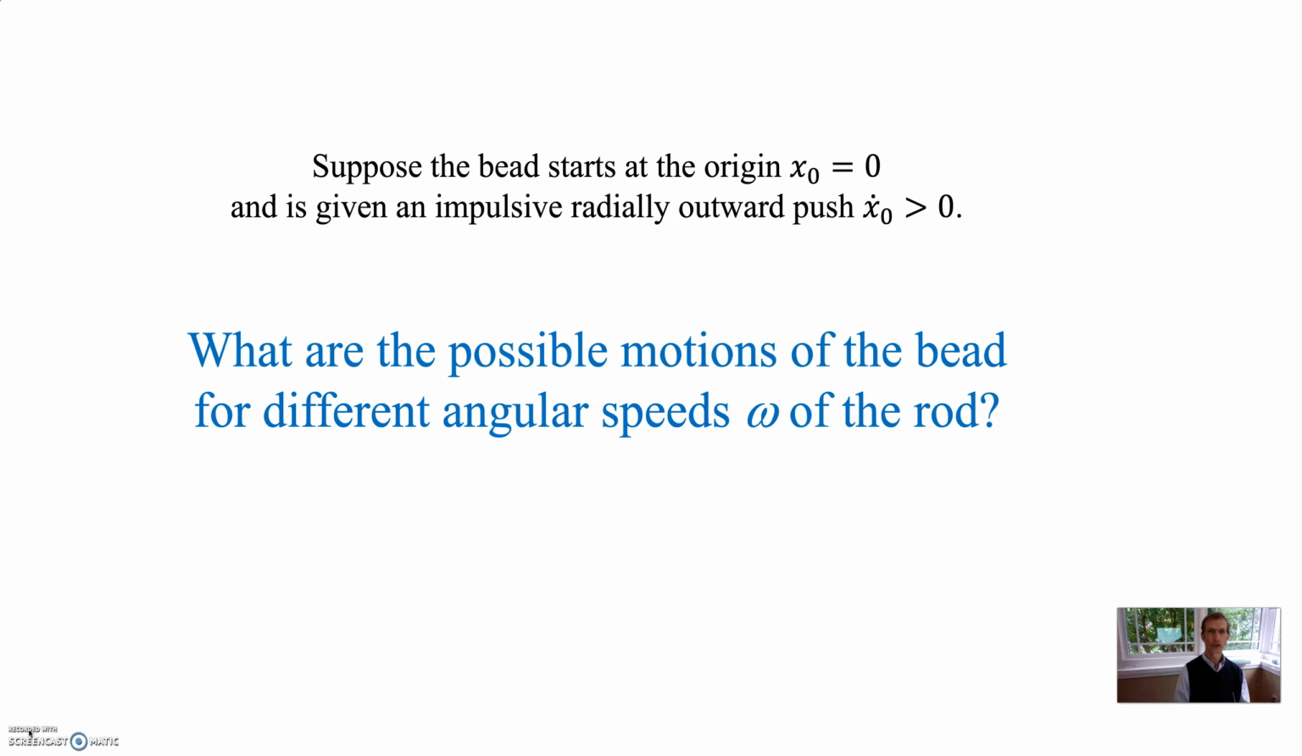Okay, we'll start the bead at the origin. x sub 0 equals 0 will be the initial condition. And the rod is rotating, and we're going to give the bead an impulsive radially outward push so that x dot sub 0 is, say, positive. And the question is, what are the possible resulting motions of the bead if the rod has different angular speeds omega? Well, there are 3 possibilities. See if you can think of what those 3 possibilities might be.